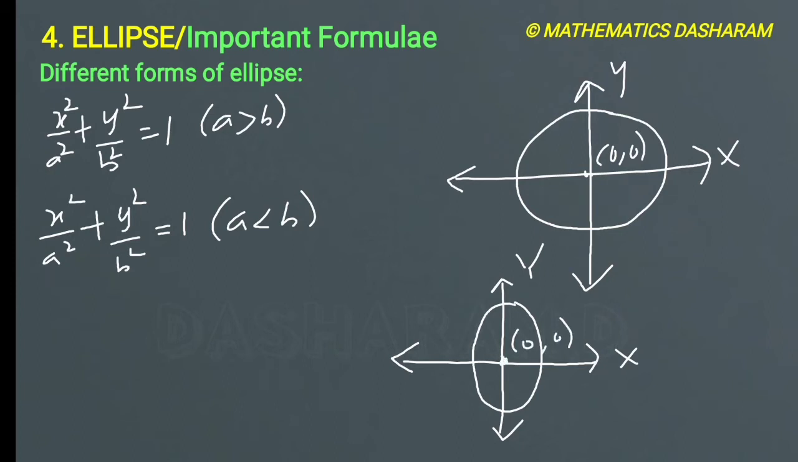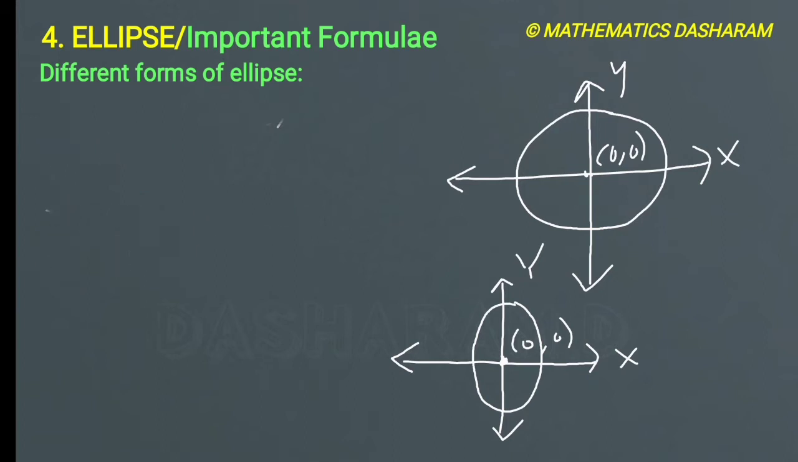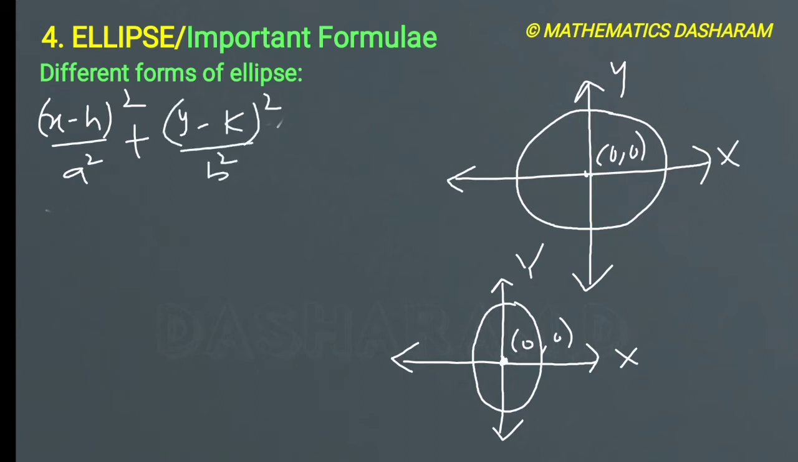Next, the third one is x minus h whole square divided by a square plus y minus k whole square divided by b square equals 1, where a is greater than b. Here the center is, actually for the previous two the center is 0, 0, but in this case the center is h, k.